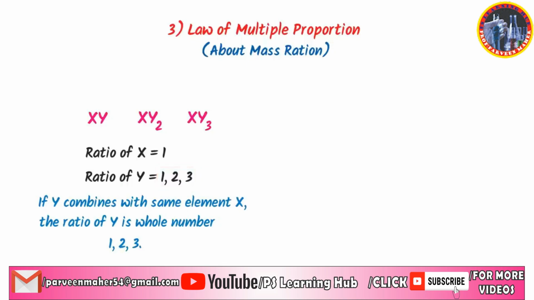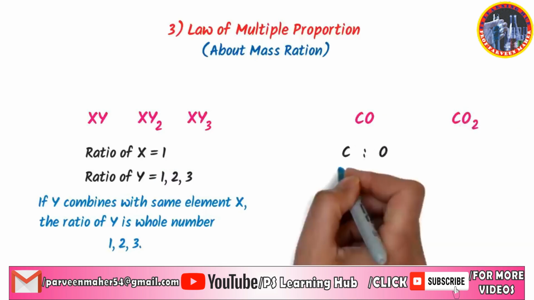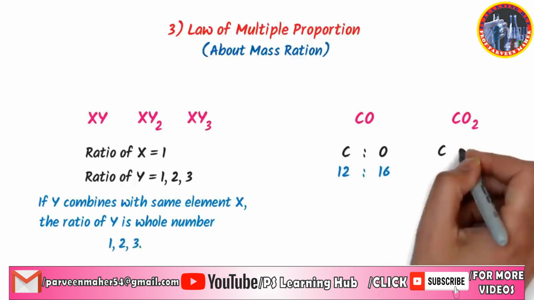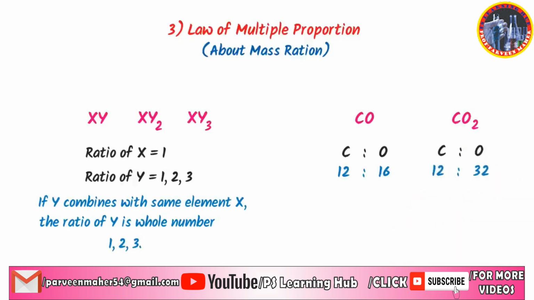Let me give you one real example. Consider carbon monoxide and carbon dioxide. In carbon monoxide, the ratio of masses is 12:16, while in carbon dioxide, the ratio of masses is 12:32.